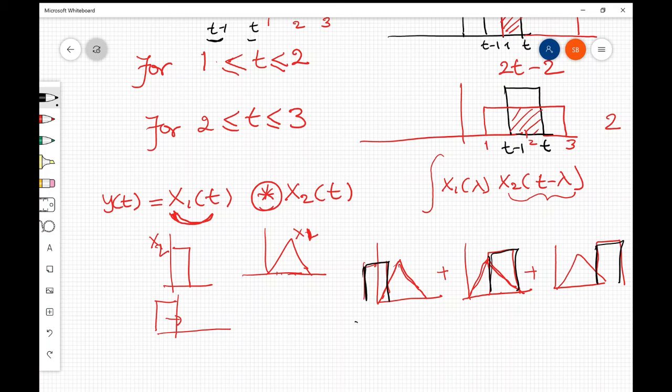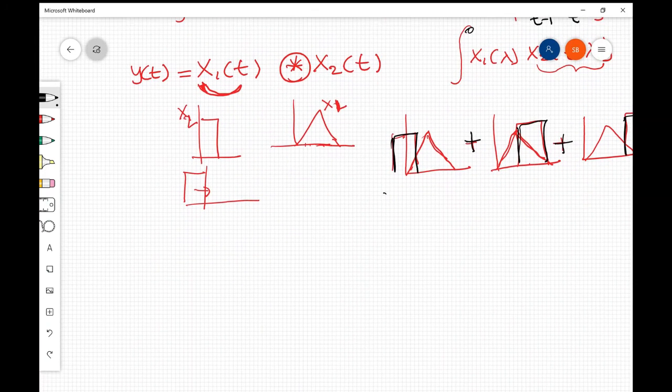By integration, we are making this sum infinitely many so that we would reach a better result. So convolution essentially takes one signal, reverses it, and then shifts it towards here and adds it with the other signal at every point. That's basically what convolution does.